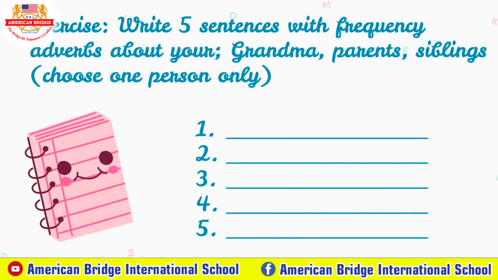Now, for your exercise for today, write 5 sentences with frequency adverbs about your grandma, parents, whether it's your mom or your dad, siblings, brother or sister. Now, you are going to choose one person only. Talk about them. What they usually do, what they always do, what they often do, and what they never do. Okay, everyone? Also, don't forget to take a photo of your exercise and send back your answers to your teacher's personal telegram.